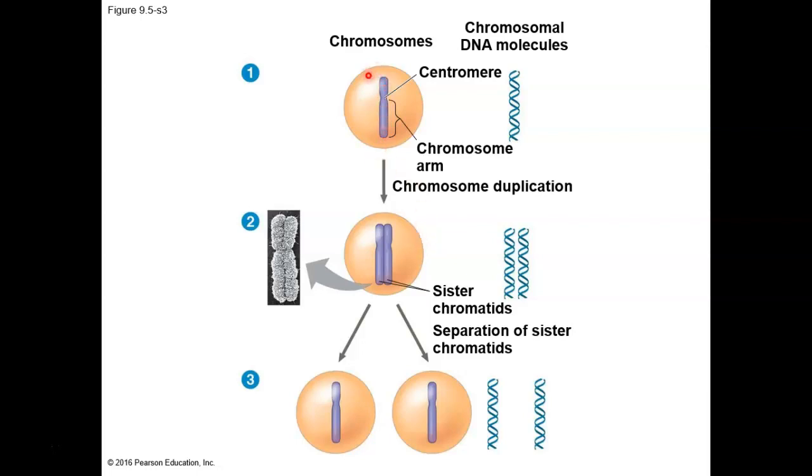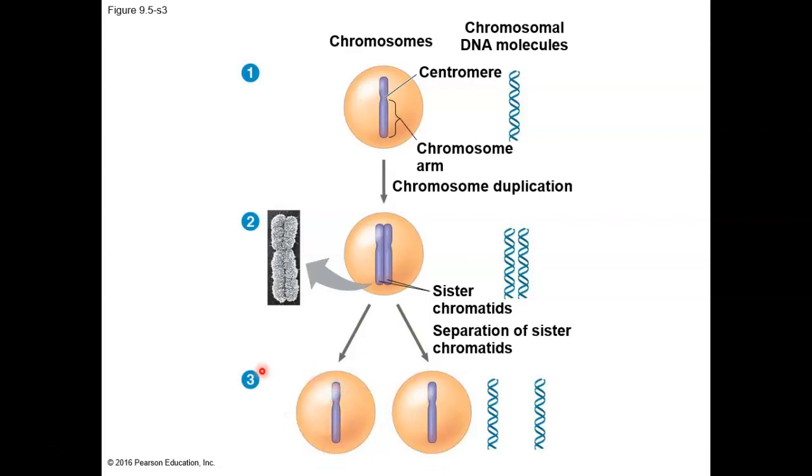We have to take a chromosome. We have to duplicate that chromosome. That duplicated chromosome is now made of two sister chromatids. And then we go through a process where we take one sister chromatid and go this way, and one sister chromatid and go this way. To make things really confusing, these chromatids, when they're by themselves, are now chromosomes again.